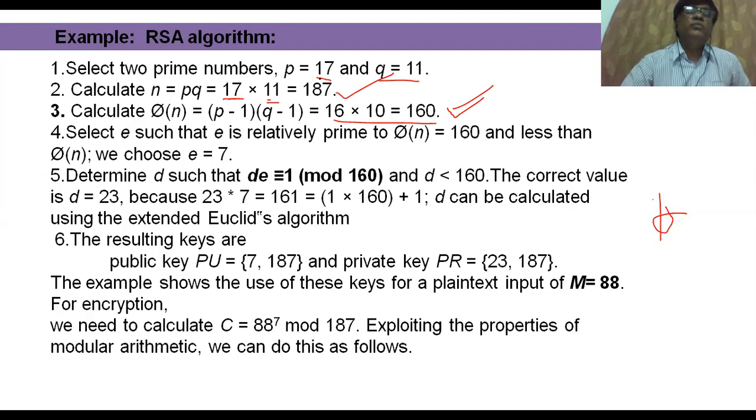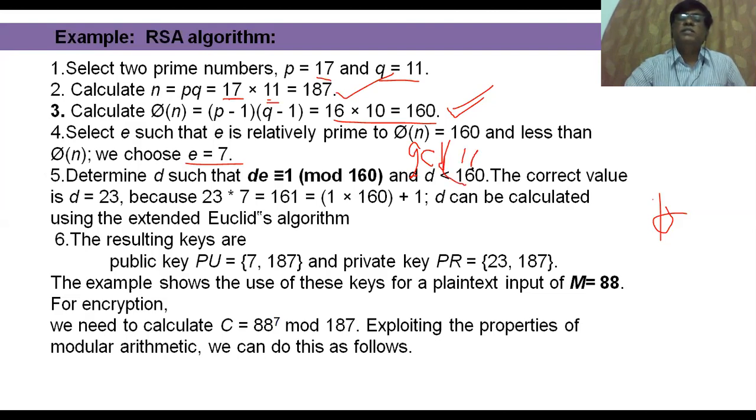So assume, for example, E is equal to 7. The encryption value E must be co-prime to 160. If you want to check whether 7 is co-prime to 160, use the GCD formula. So the GCD should be 1.